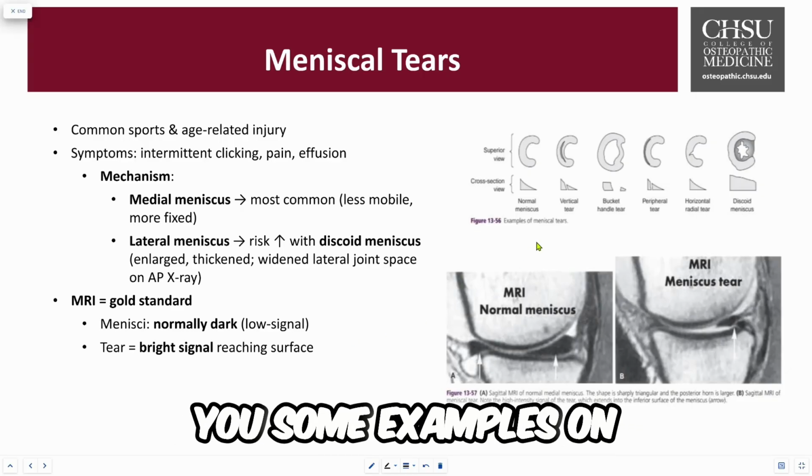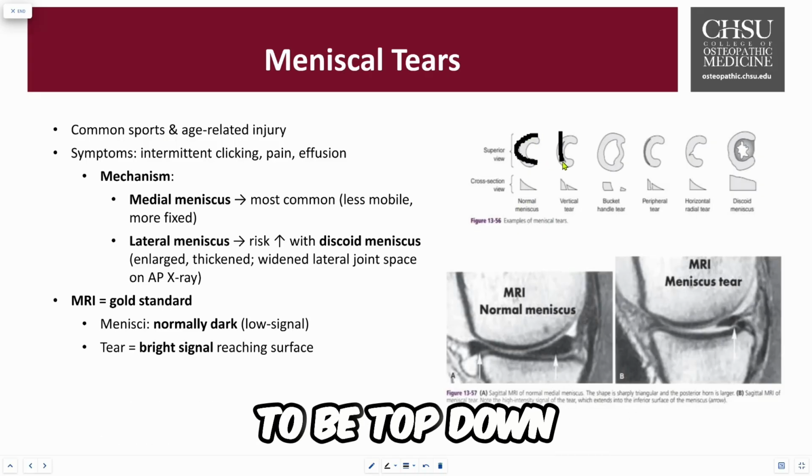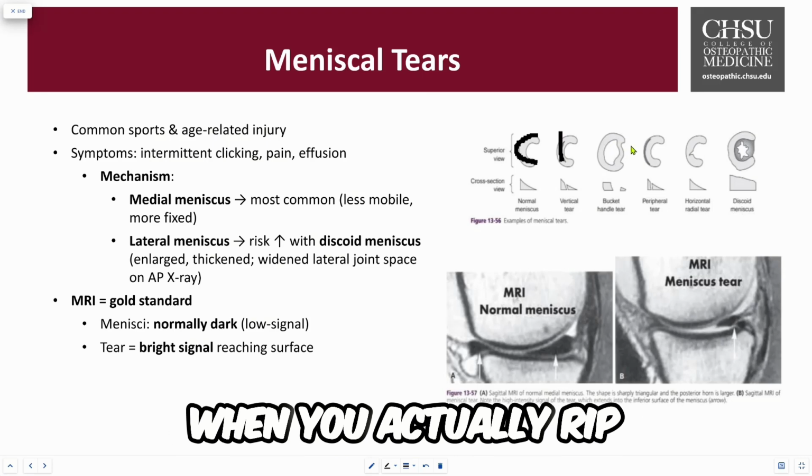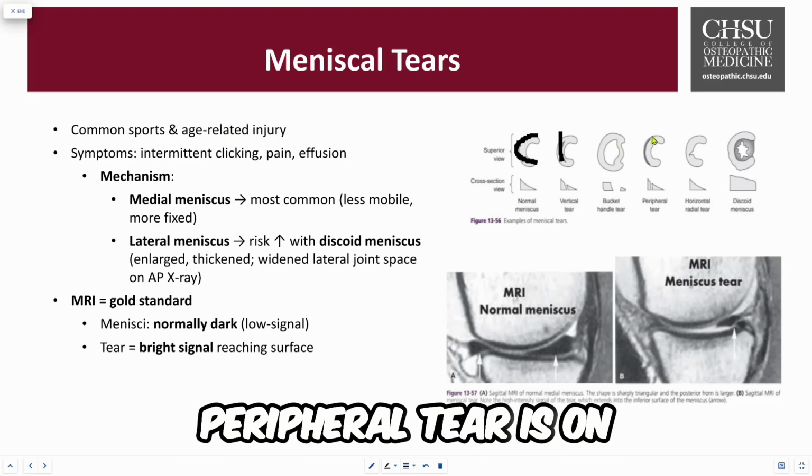So over here showing you some examples of the tear. A normal meniscus should be C-shaped. A vertical tear is going to be top down. A bucket handle tear is when you actually rip it out from one of the edges, usually the medial side. A peripheral tear is on the outside.